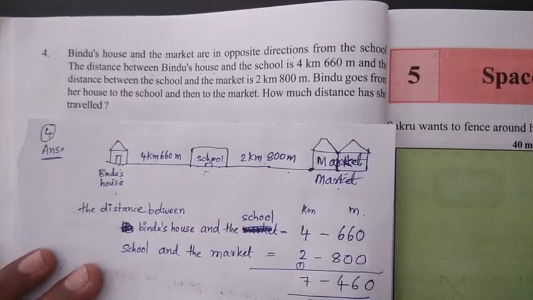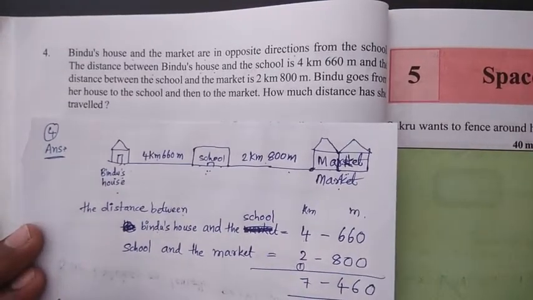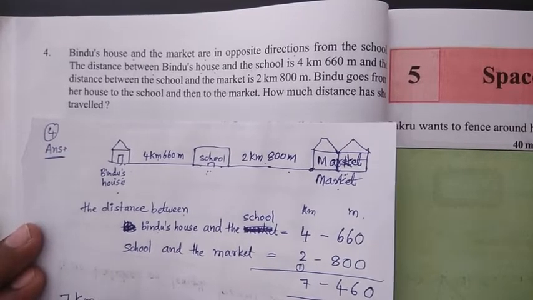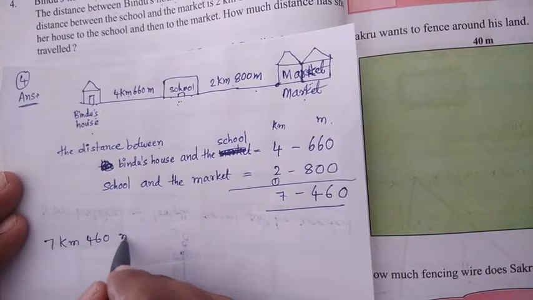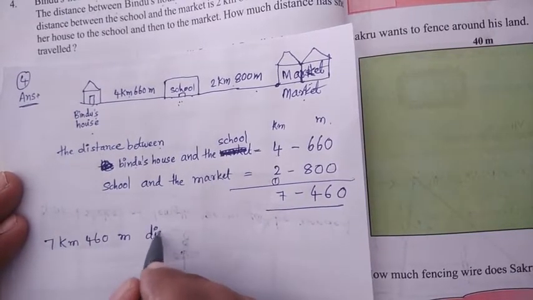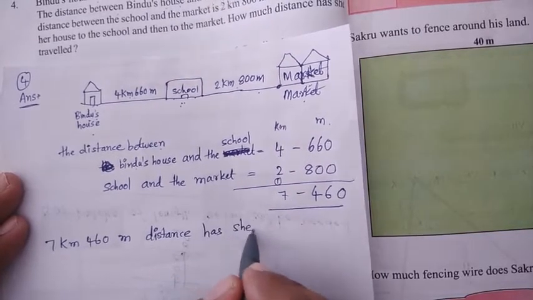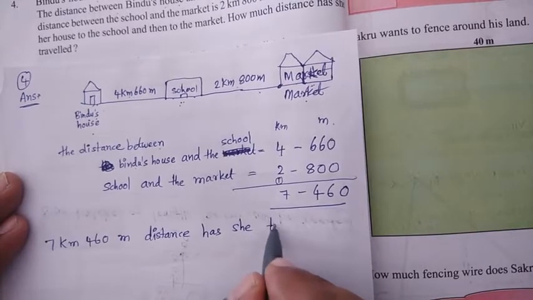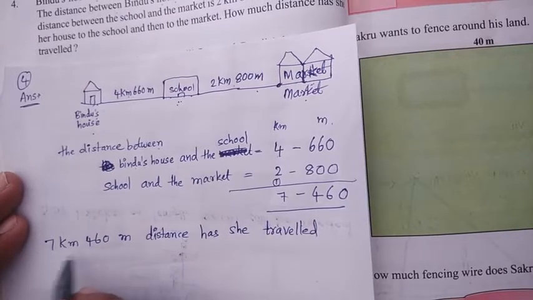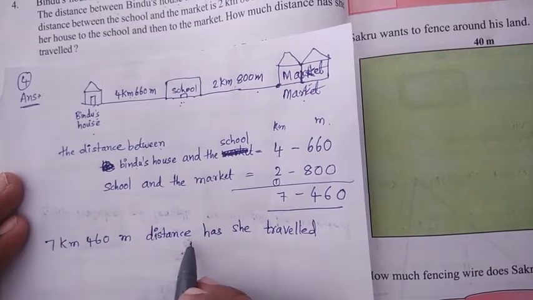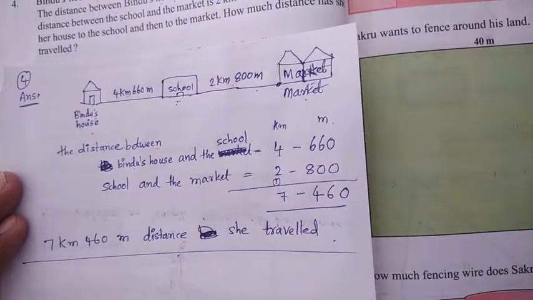7 kilometers 460 meters. So 7 kilometers 460 meters is the distance she has traveled. Okay, this is the answer.